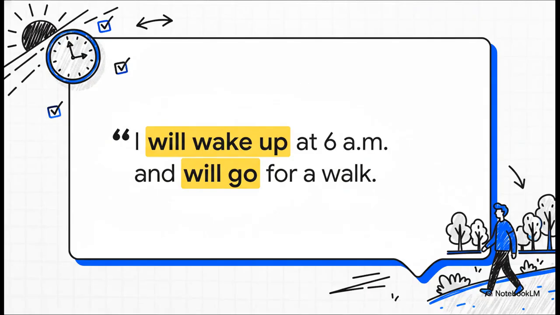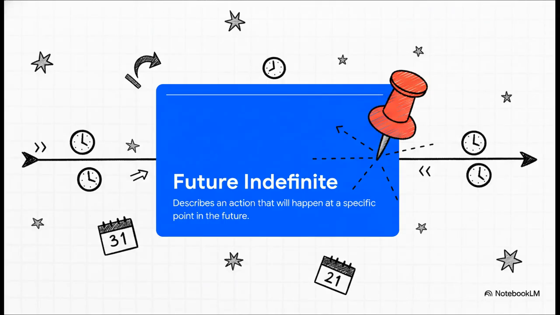And check out Sunil's response. It's a perfect example. He says, I will wake up and I will go for a walk. See, he's not just guessing here, he's stating his plans. These are definite points on his schedule for tomorrow. This tense is all about certainty. So, what it all boils down to is this. The simple future is for an action that will happen at a specific moment in the future. It's like you're taking a pin and sticking it right on your future timeline.